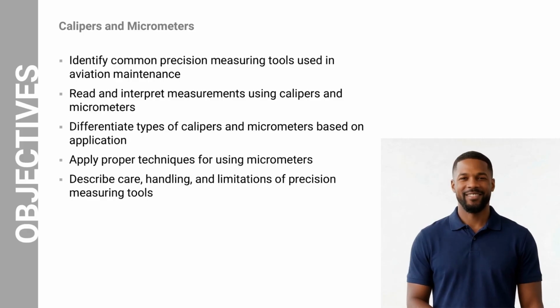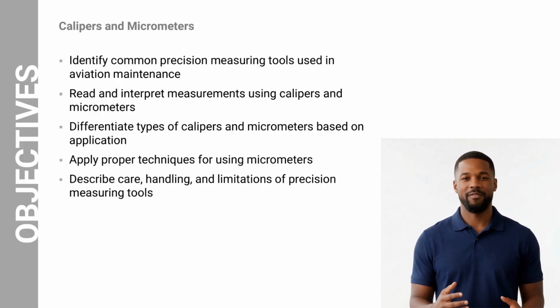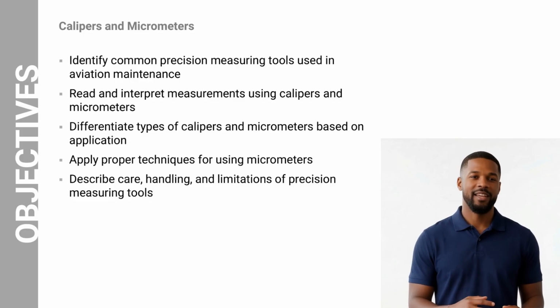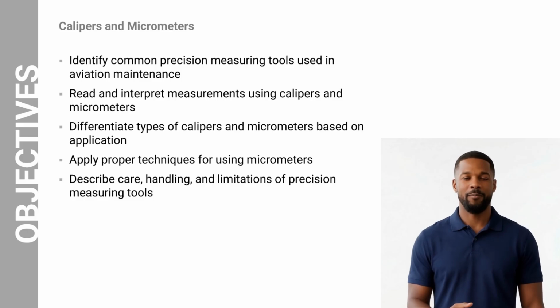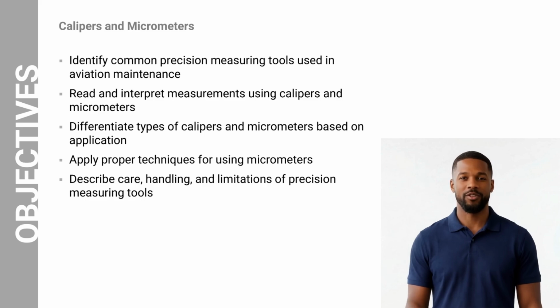By the end of this lesson, you will be able to identify common precision measuring tools used in aviation maintenance and differentiate between types of calipers and micrometers based on their applications. You will be able to read and interpret measurements accurately using both calipers and micrometers, including understanding scale markings and measurement increments. You will also apply proper techniques when using micrometers to ensure accurate and repeatable results.